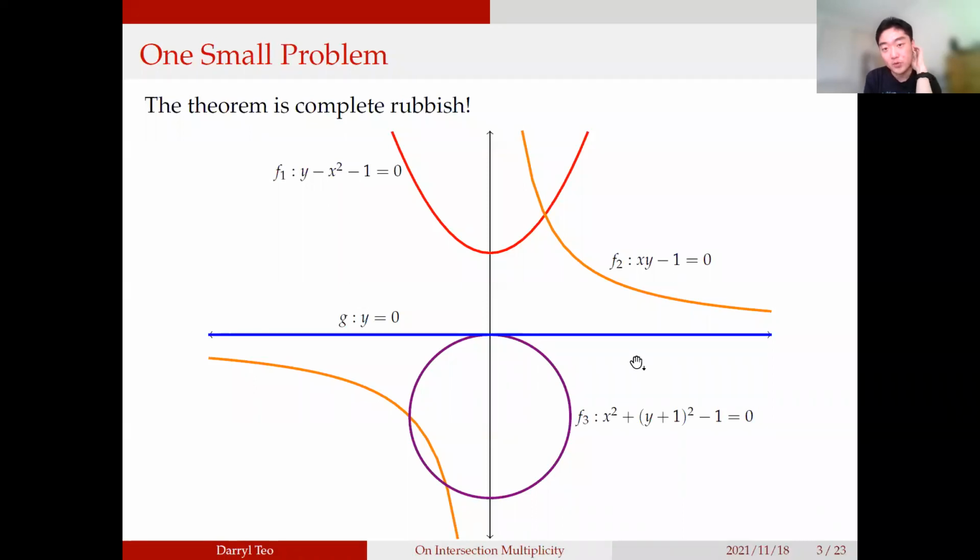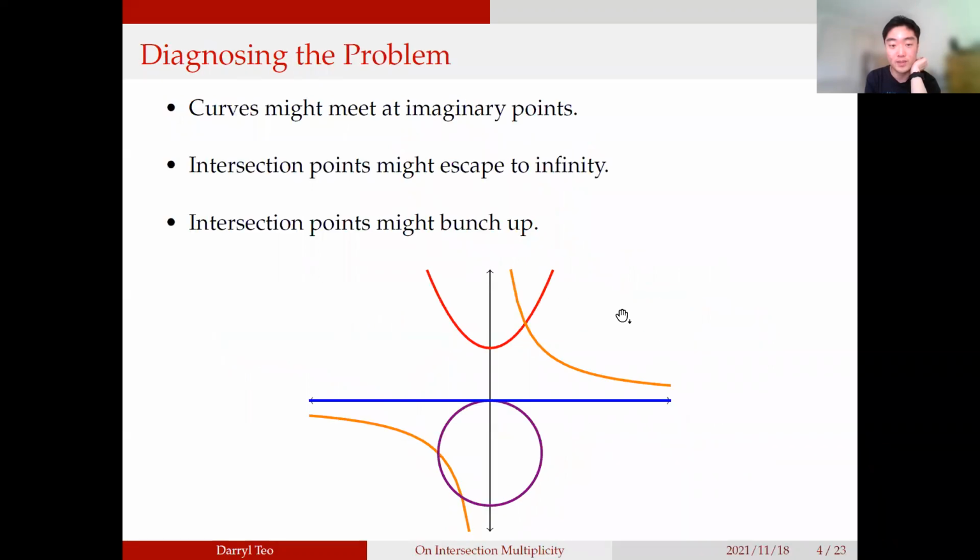Part of this talk will be to show a way to undo the mistake and to make this theorem true by a little bit of fudging, if you will. So to see how we get to that, I'm going to quickly diagnose the 3 problems which are presented by these counterexamples. The first problem is that curves might meet at imaginary points. We know that the parabola and the line, even though they do not meet in the real plane, do meet in the complex plane at plus or minus i, 0. So the solution to imaginary points is, of course, to move to the algebraic closure.